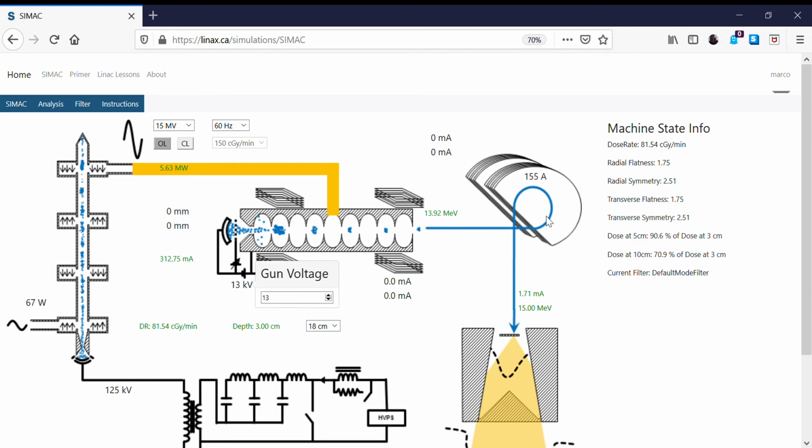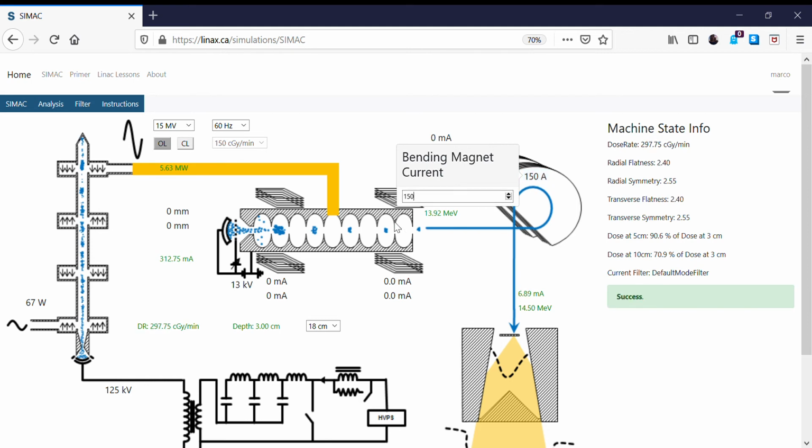So now I'm going to decrease the bending magnet current, say to 150. Our dose rate has increased quite a bit. I can probably decrease this even further. Let's go to 145. We're going to get a dose rate of 455. Let's go even further, so we go to 140. Dose rate now drops off again.